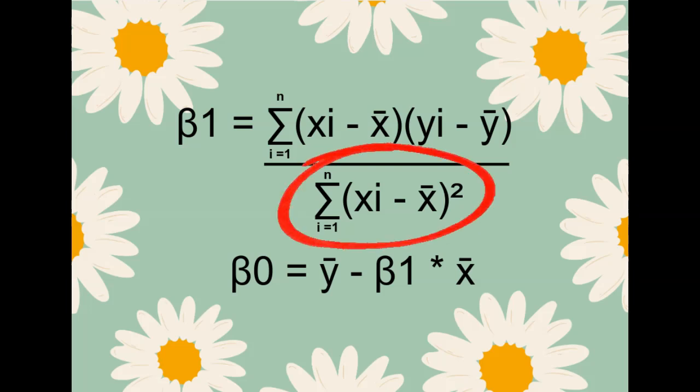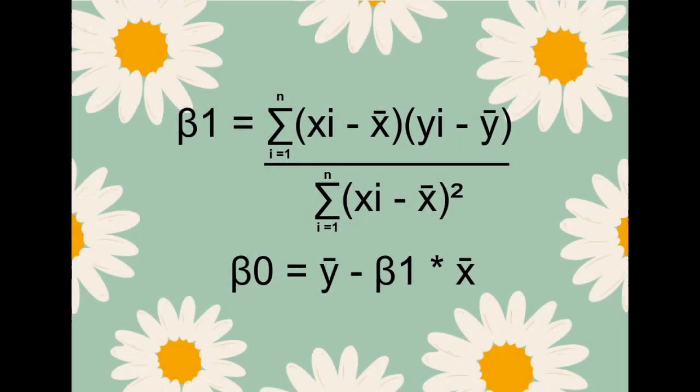Next is the denominator of B1. This term accounts for the spread of the independent variable x, basically its variance. Why is this important? Well, if x has a small variance, even tiny changes in x will cause big shifts in y, resulting in a steeper slope. On the other hand, if the variance is large, the slope will be gentler.